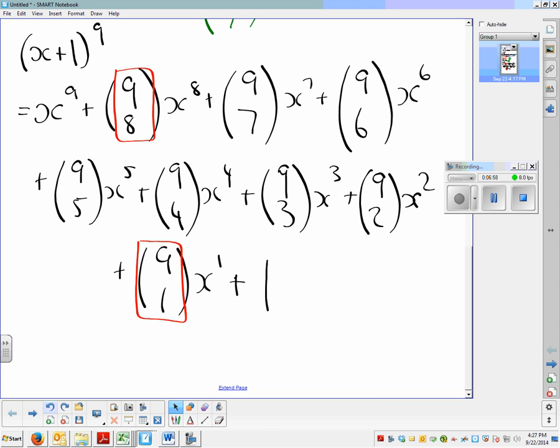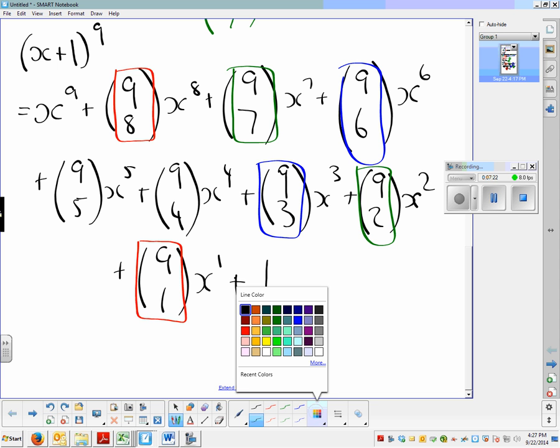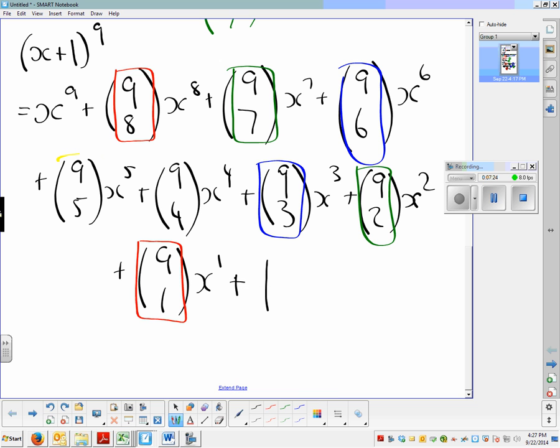Similarly, 9 choose 7 and 9 choose 2 are the same thing. If you're choosing 7, you're choosing 2 to leave behind. If you're choosing 2, you're choosing 7 to leave behind. It's symmetrical. The pattern continues. 9 choose 6 and 9 choose 3 will be the same. Let's pick a colour. Yellow. And these two will be the same.